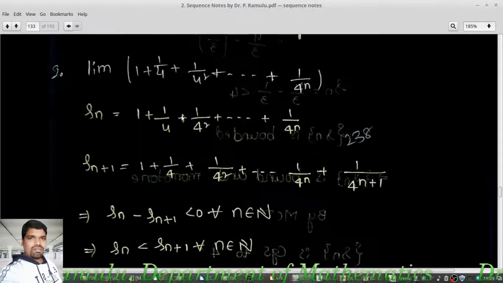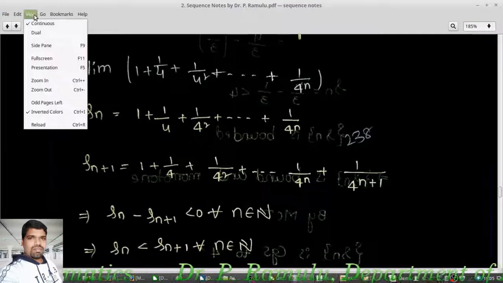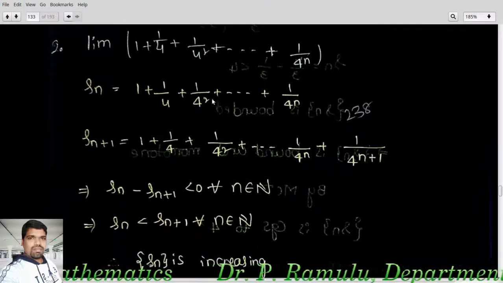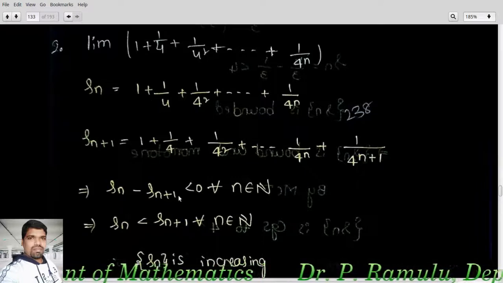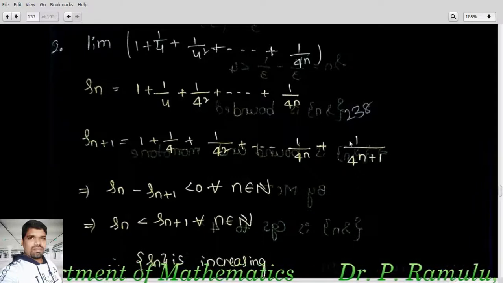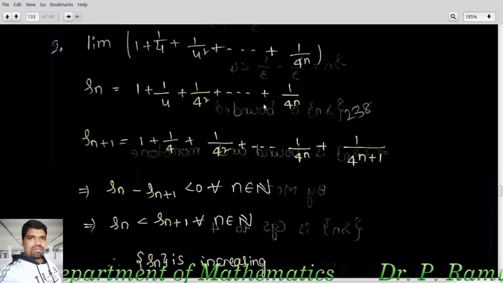Similarly, you can show that 1 plus 1 by 4, 1 by 4 square, plus 4 power. Similarly, the last problem, already we did that, 1 by 2, 1 by 2 square, 1 by 4. So this problem was the same. I am taking Sn equal to this, so I am doing Sn minus Sn plus 1. We will get strictly, these terms will cancel out, minus 1 by 4 which is less than 0.